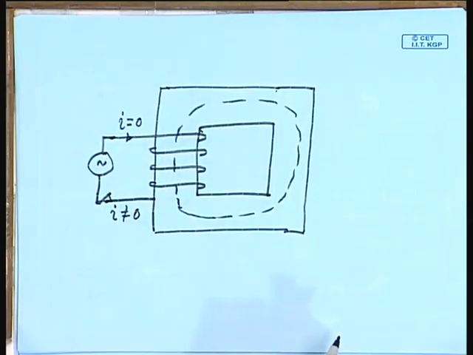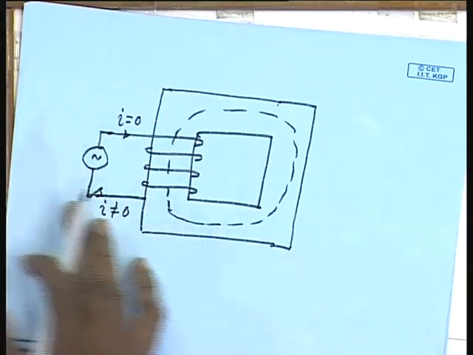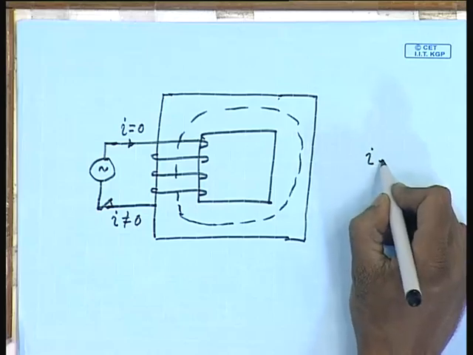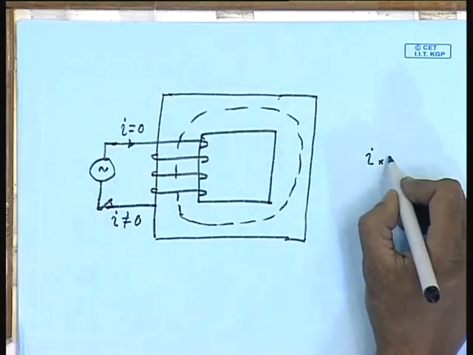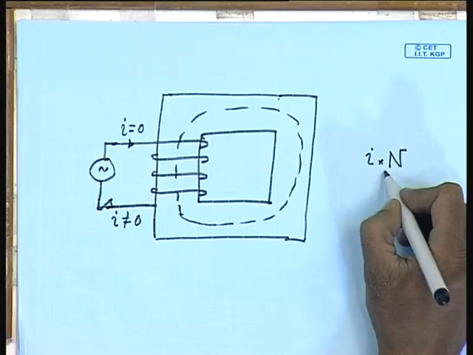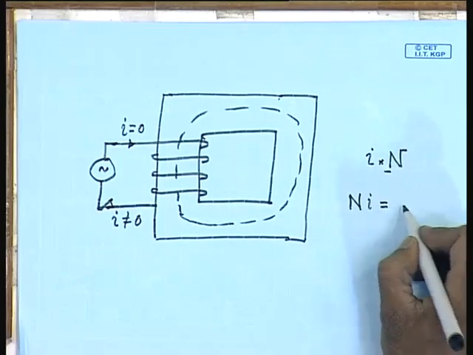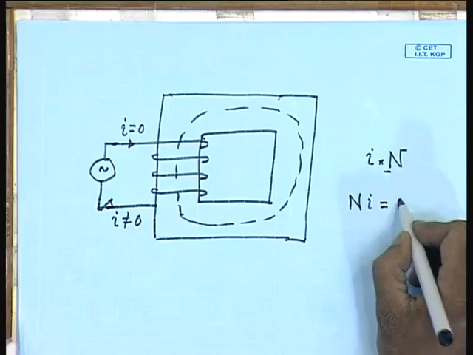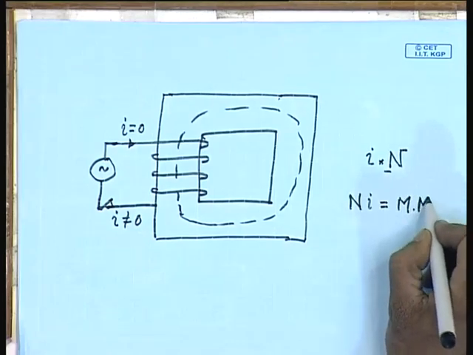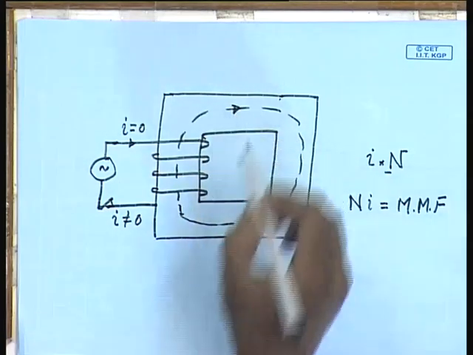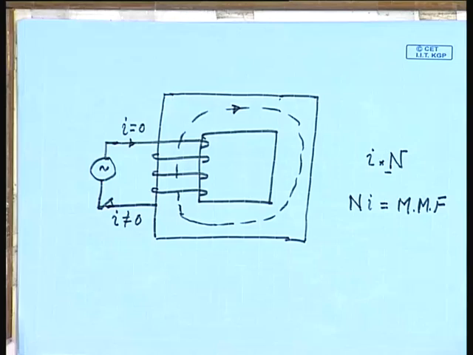The flux density or the magnetic field intensity inside the core will depend on the magnitude of the current I into the number of turns in the coil N. This quantity, multiplication of N and I, is called the magnetomotive force or MMF. And this magnetomotive force causes a flux to circulate.